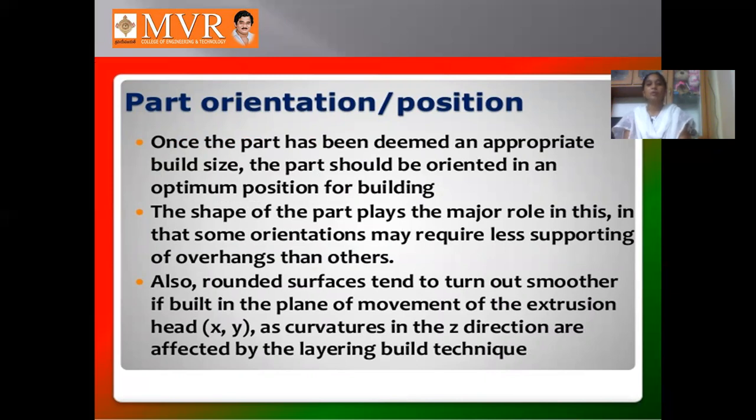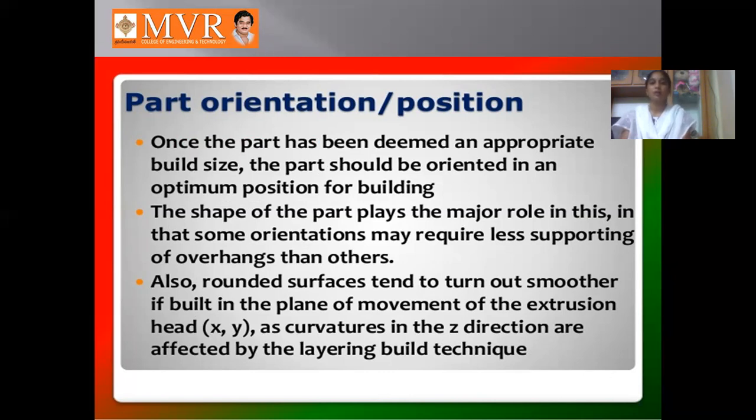Part orientation means once the part has been deemed an appropriate build size, the part should be oriented in an optimum position for building. The shape of the part plays the major role in this, in that some orientations may require less supporting of overhangs than others. Also, rounded surfaces tend to turn out smoother if built in the plane of movement of the extrusion head, as curvatures in the Z direction are affected by the layering build technique.